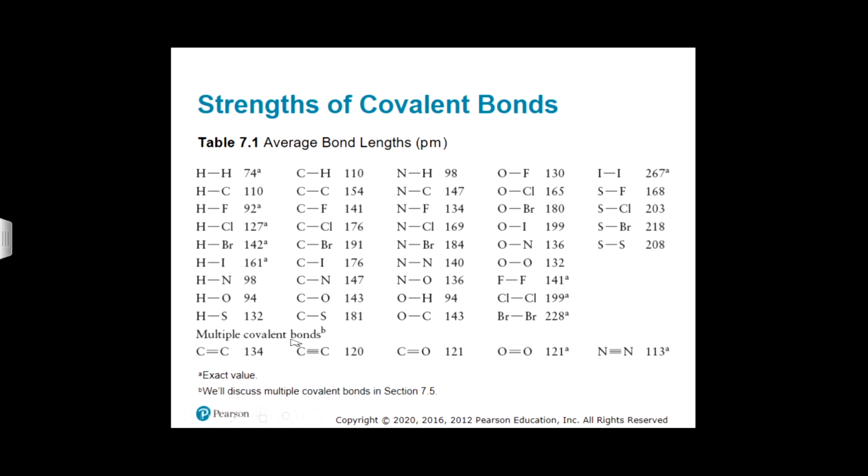Now we'll talk about what single, double, and triple bonds mean later on, but we can see that a carbon-carbon single bond is 154 picometers, and a carbon-carbon double bond, which is stronger than a single bond, it's about twice as strong in fact, is only 134 picometers, so it's a shorter distance between those two atoms. And a carbon-carbon triple bond is shorter still. It's only 120 picometers.